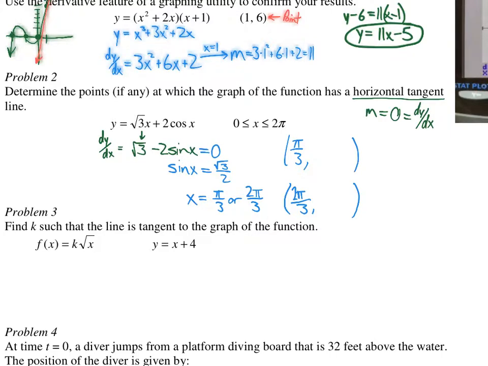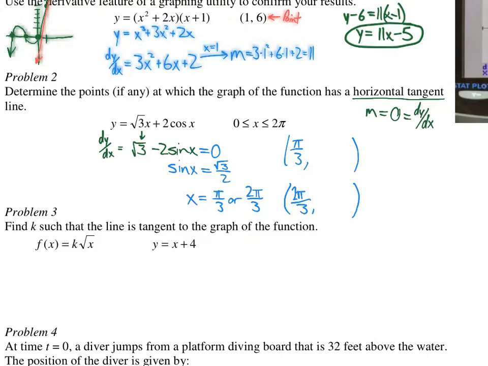Okay. Do we have x yet? Do we remember the unit circle? Do you guys agree with Angel? Pi over 3 and 2 pi over 3? Sine of x equaled root 3 over 2, right?